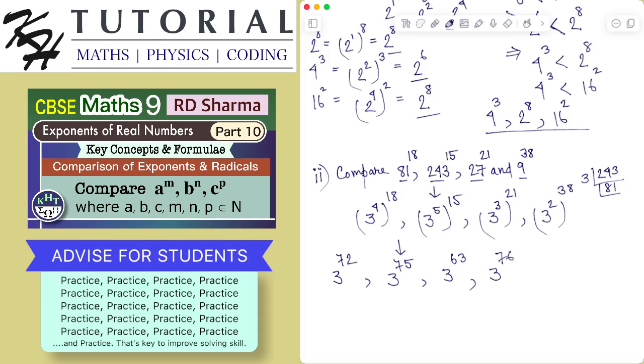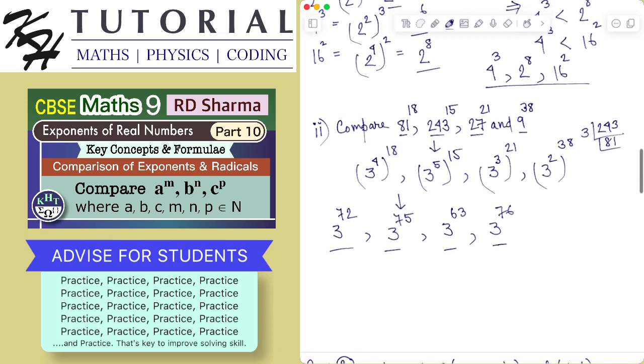So now we have to compare these exponential numbers where the bases are same, 3. So we will compare them based on the powers. Clearly, since we know 63 is less than 72 is less than 75 is less than 76, so this will imply 3 raised to the power 63 will be less than 3 raised to the power 72 will be less than 3 raised to the power 75 will be less than 3 raised to the power 76.